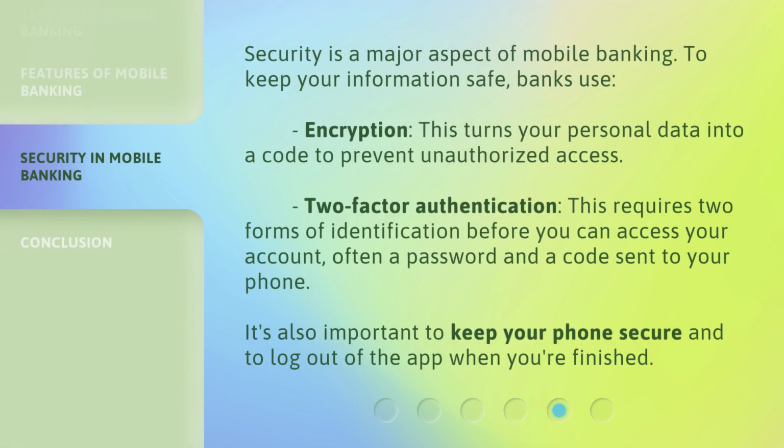Security is a major aspect of mobile banking. To keep your information safe, banks use encryption. This turns your personal data into a code to prevent unauthorized access. Two-factor authentication. This requires two forms of identification before you can access your account, often a password and a code sent to your phone. It's also important to keep your phone secure and to log out of the app when you're finished.